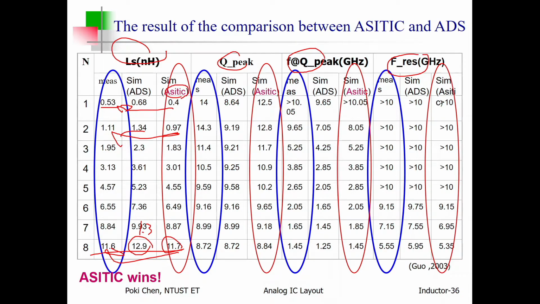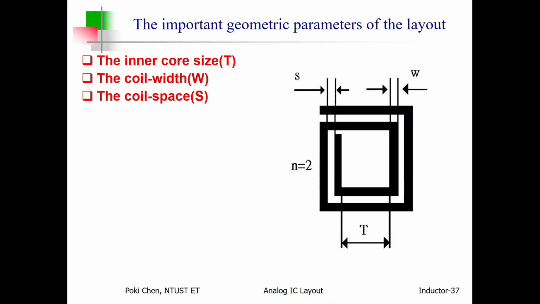provides better results than ADS, so why would you want to pay money for that? Simply get the free software called Aesthetic. Good enough for this kind of simulation because for all the results it wins. The result simulated by Aesthetic is closer to the measurement than ADS. So the author would like to apply Aesthetic for this kind of layout optimization.